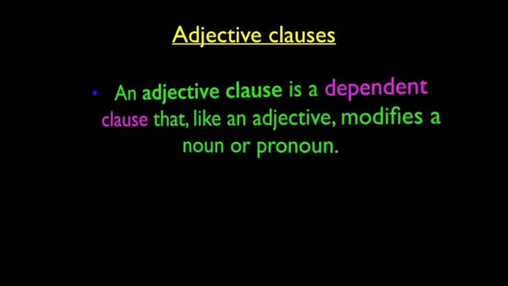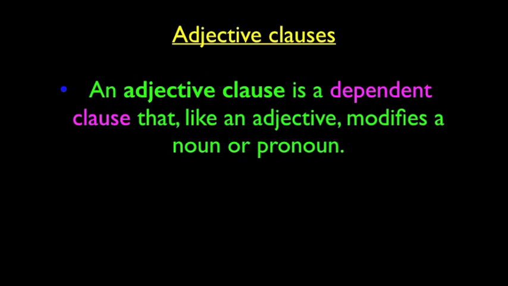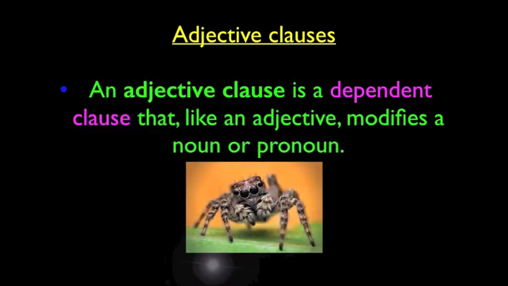And then finally we have our fifth use of the subjunctive. And that is the adjective clauses. And an adjective clause is a dependent clause that, like an adjective, modifies a noun or a pronoun. So here's some examples. Oops, where did that come from? Here's an example. Well, there's going to be many examples, but let's take a look at when we use it in the subjunctive in Spanish.